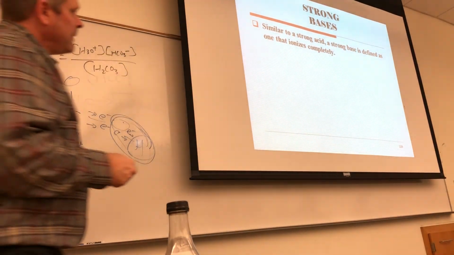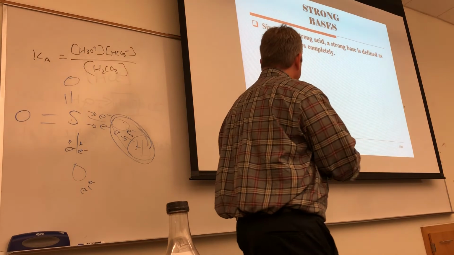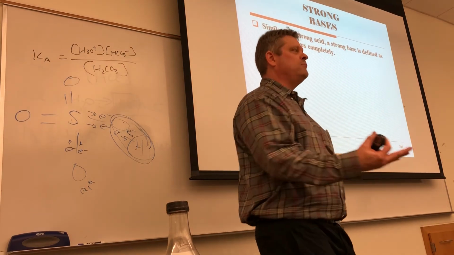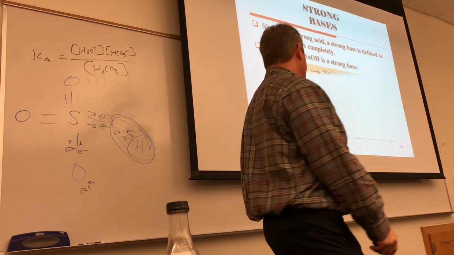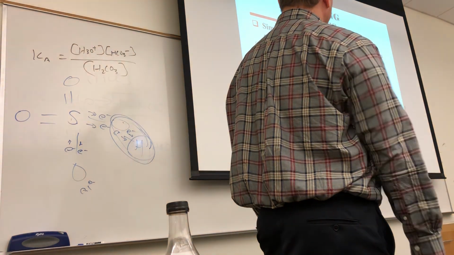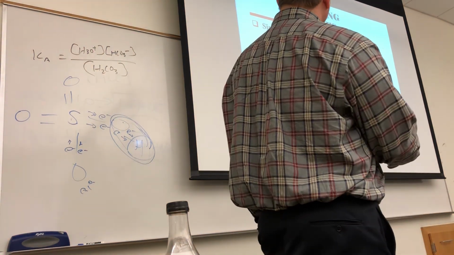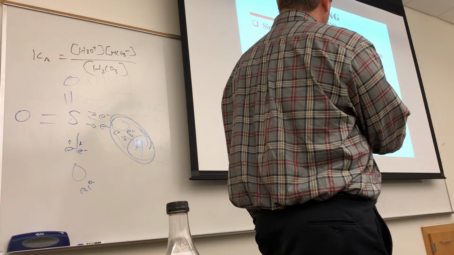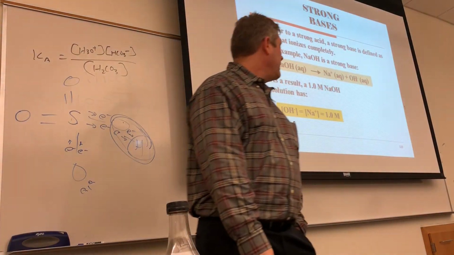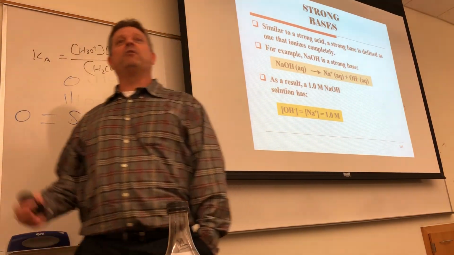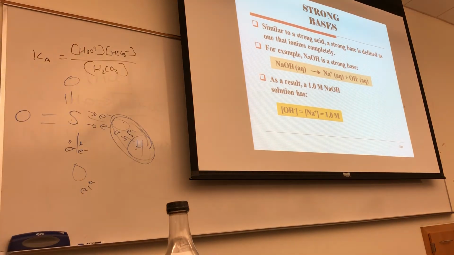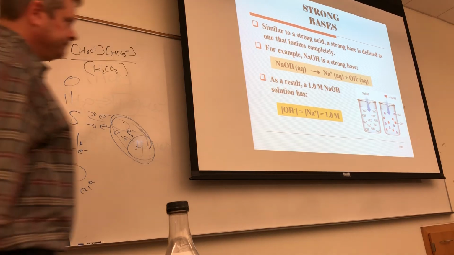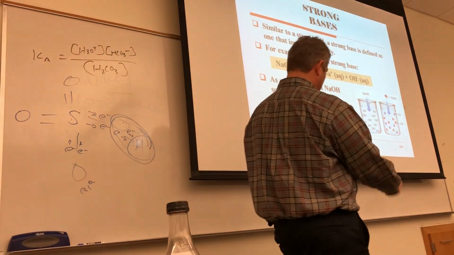However, strong acid, strong base, define one that ionizes completely. No big deal, obviously. That should be a pretty simple statement. Sodium hydroxide goes to sodium ion and hydroxide ion, therefore, whatever the concentration of the sodium hydroxide is, it's the same concentration in terms of its hydroxide ion because it went to 100% completion. No big deal there, right? Everybody okay with that? Here's just a little representation so that you can see that.